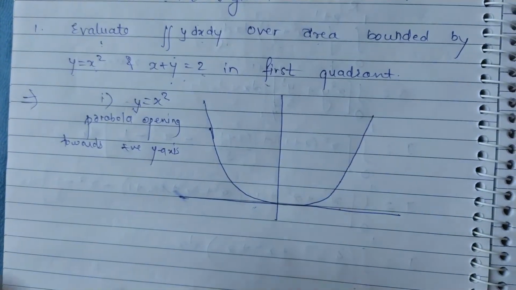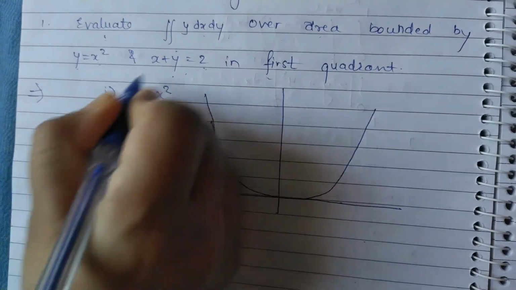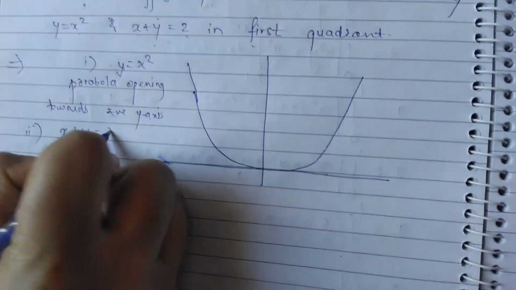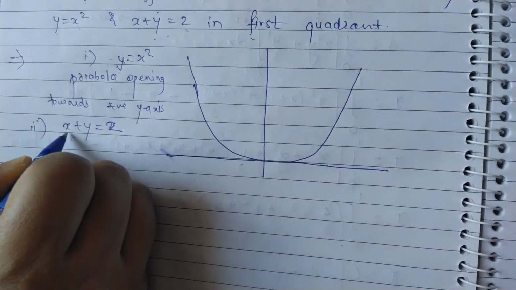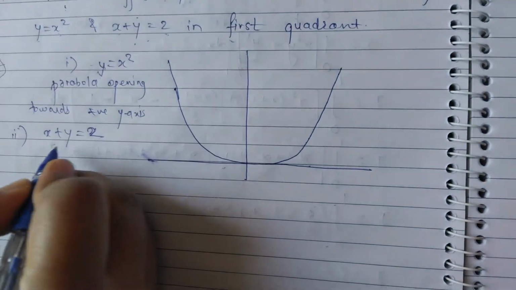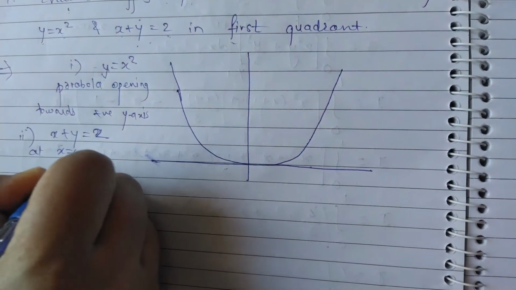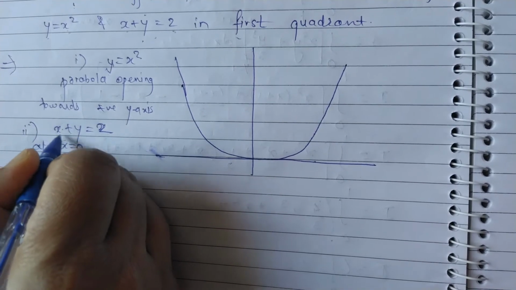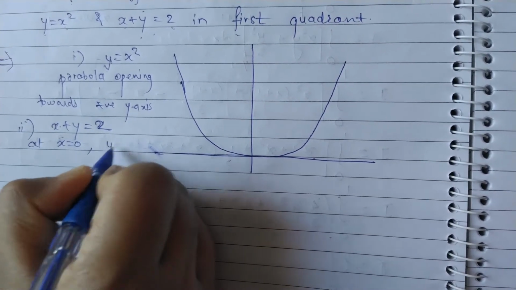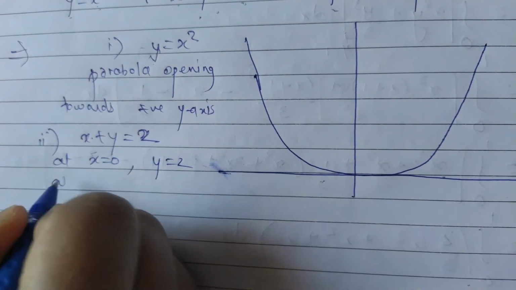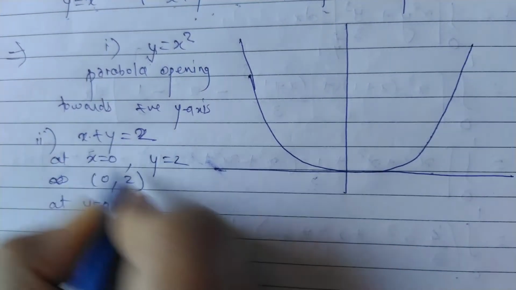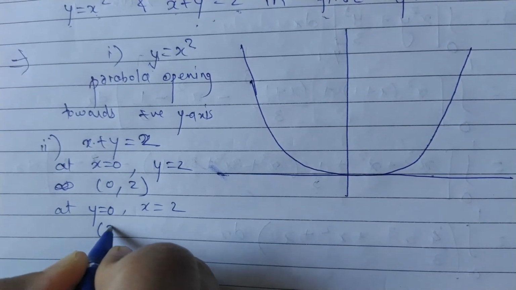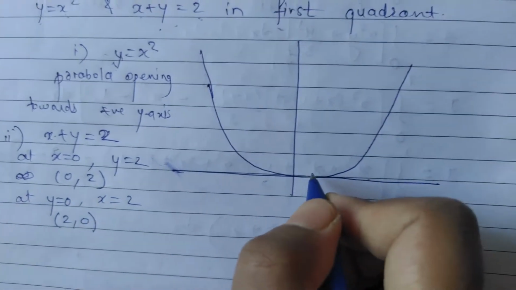Okay, now what is the second? x plus y equal to 2. This is a straight line. Now to draw this straight line we need to find 2 points. At x equal to 0, if we substitute x equal to 0 here, what do we get? y is equal to 2. So the first point is 0, 2. And at y equal to 0, what do we get? x is equal to 2. So the second point is 2, 0. Plot these 2 points.